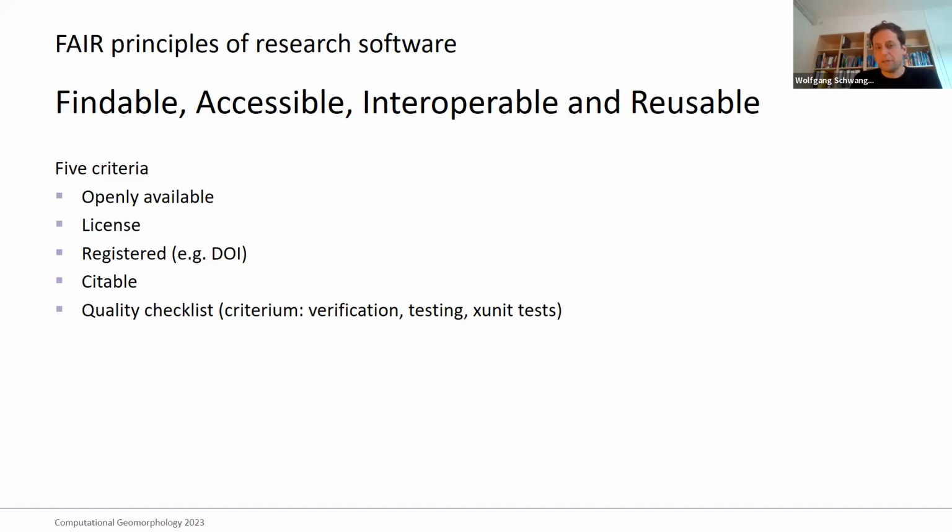For example, it should be openly available. It should have a license with it. It should be registered. For example, it should have a DOI. And by having a DOI, it should be citable. And there should also be quality control. So, for example, that the software is verified, that there is testing, for example, by X-unit tests. So did we, or do we have that with Topo Toolbox 2?